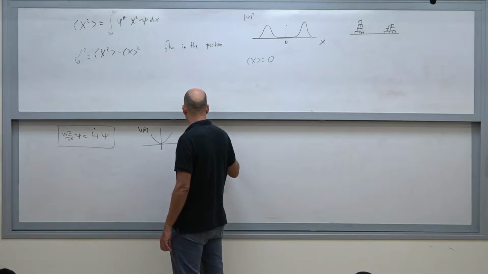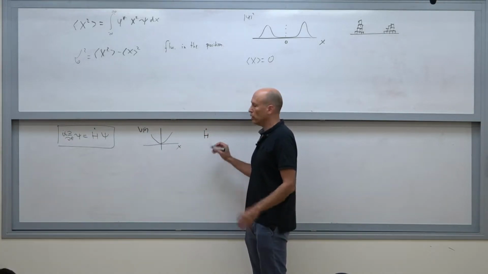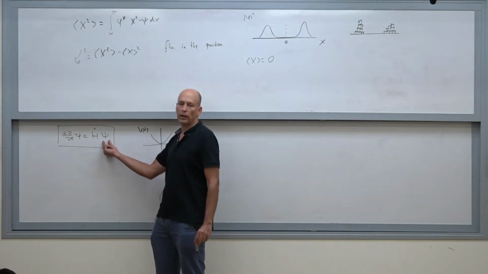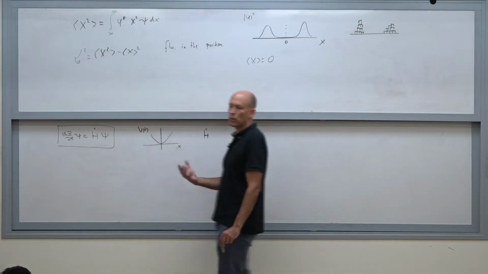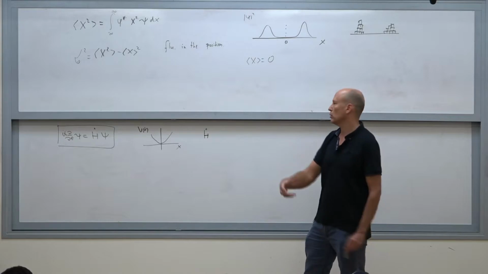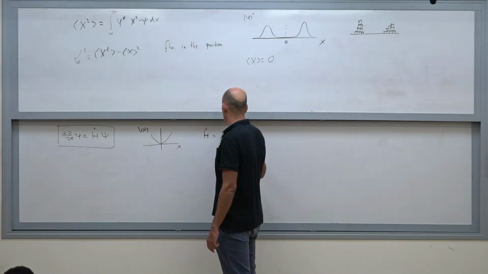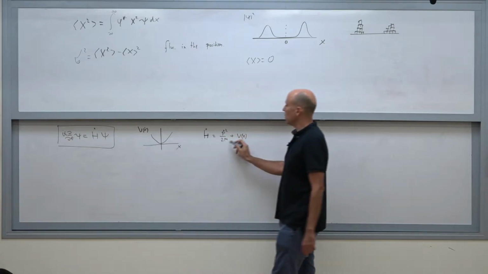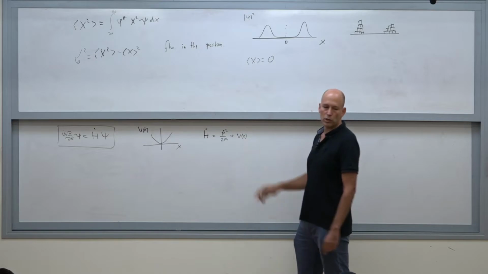So H, I write it with this hat, is an operator. In what sense is it an operator? You see, H is acting on psi. It is something that is doing something to a function psi. That's why we call it operator, because it's operating on something, on the wave function. And H is given by p squared over 2m plus V of x. So here you see the kinetic energy and the potential energy.